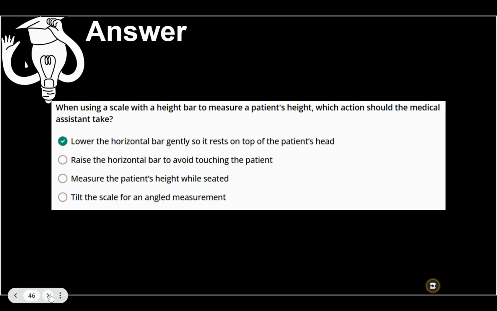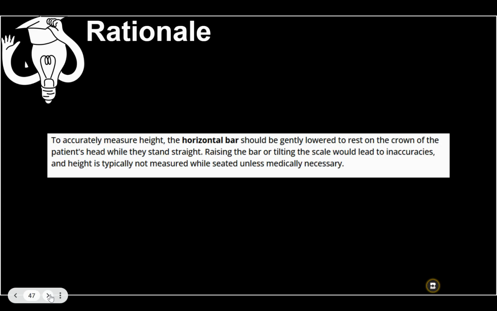If you said A, to lower the horizontal bar gently so that it rests on top of the patient's head, then you are correct. To accurately measure height, that horizontal bar should be gently lowered to rest just on the crown of the patient's head while they're standing straight. Now, raising the bar or tilting the scale would actually lead to inaccuracies.